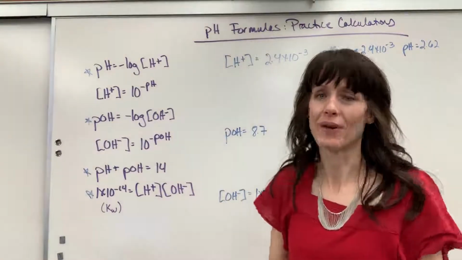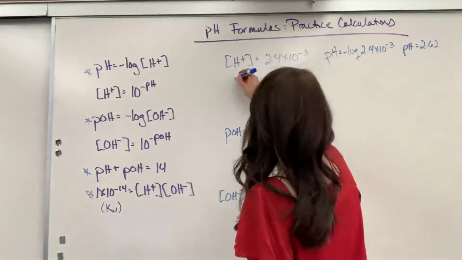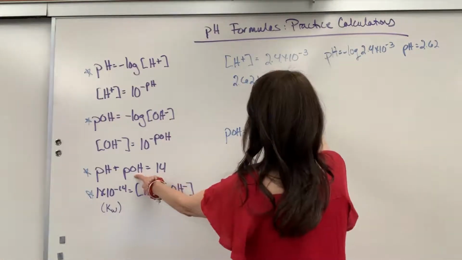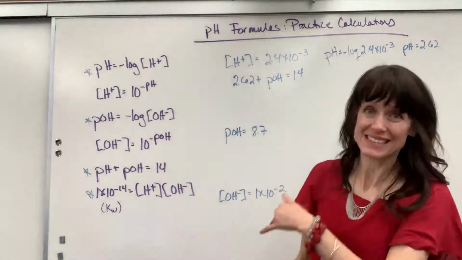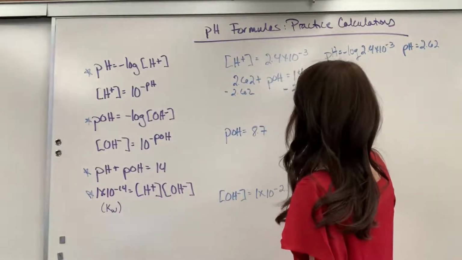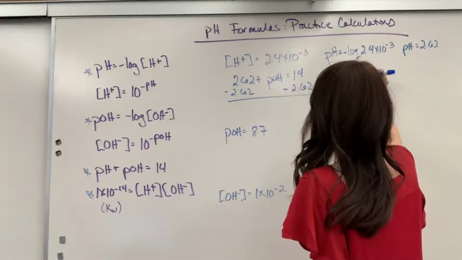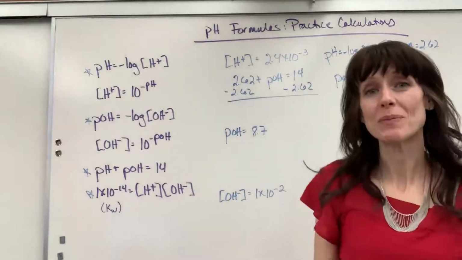Let's go ahead and find pOH, my favorite formula, right here. So pH is 2.62 plus my pOH, my unknown, equals 14. Really easy. All we have to do is subtract 2.62 from both sides, and we are going to get pOH equals 11.38. Nice.